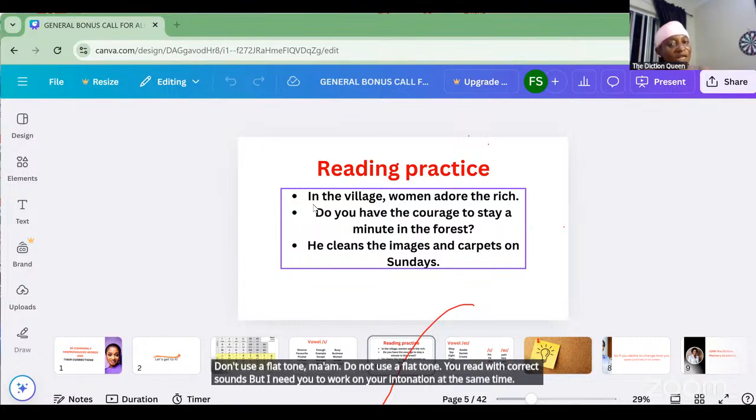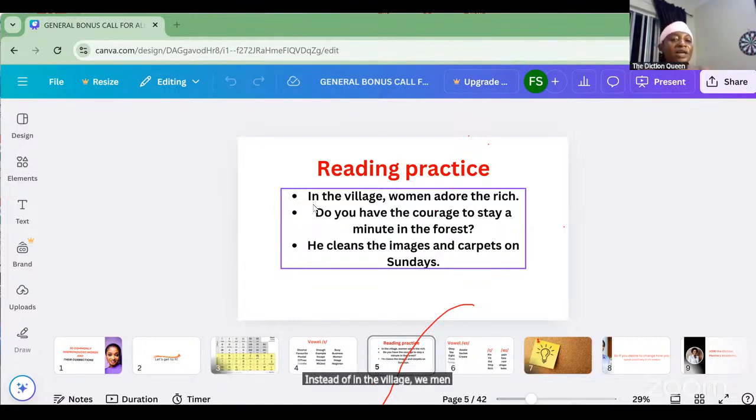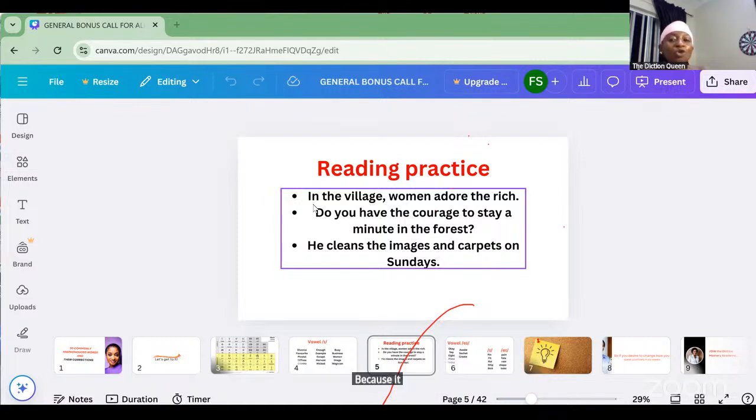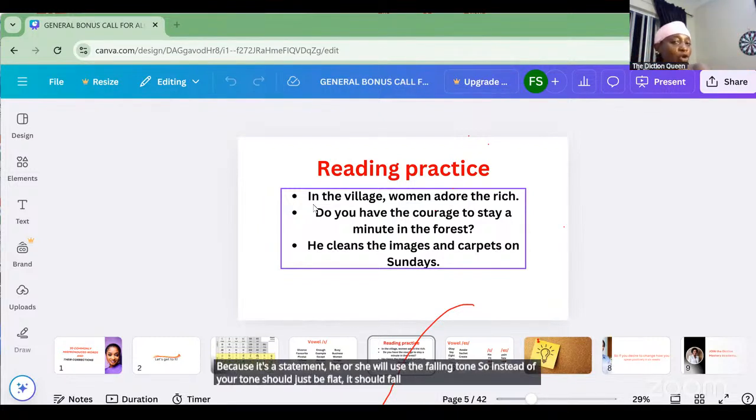In the village, women adore the rich. Try to sound like an English person. If an English person wants to read the statement, because it's a statement, he or she will use the falling tone. So instead of your tone being flat, it should fall at the end. In the village, women adore the rich. Women adore the rich. Let your tone come down at the end.